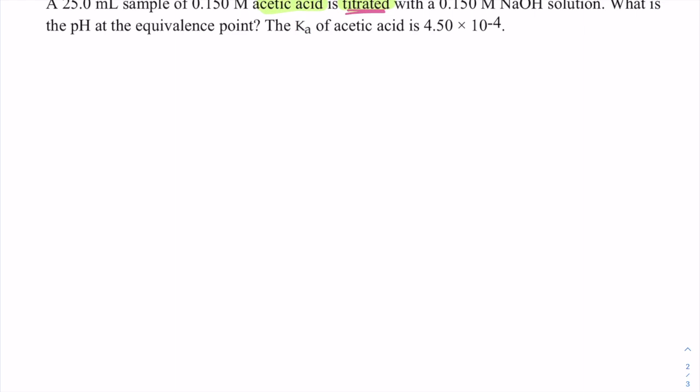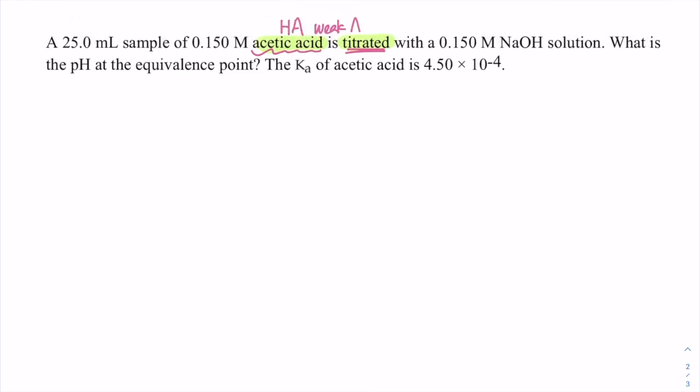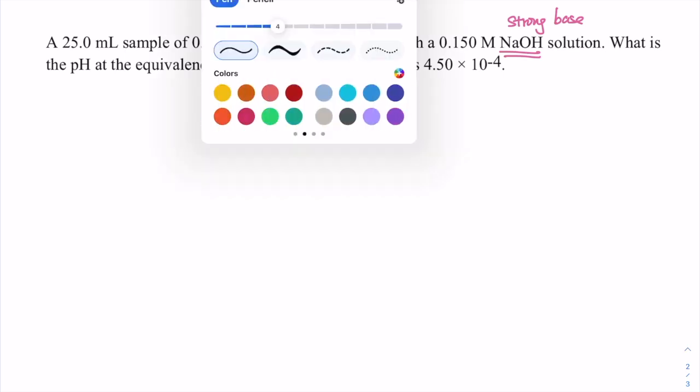From the question we recognize we have acetic acid. So you go, that's not one of my strong acids, so it's weak, but I don't know what the chemical formula will be. We can always write out its generic form, HA, representing a weak acid. So we have a weak acid titrated with what? Sodium hydroxide. That's a strong base. So I have a weak acid, strong base titration.